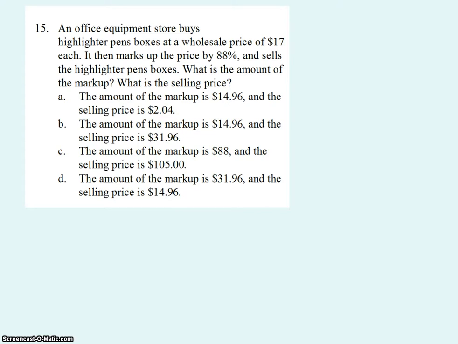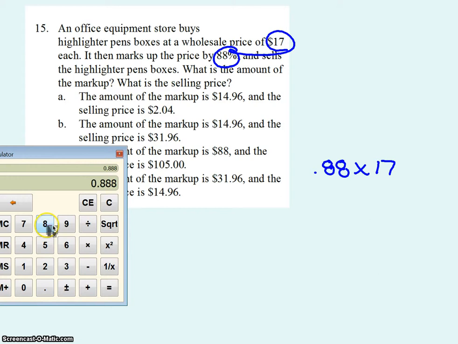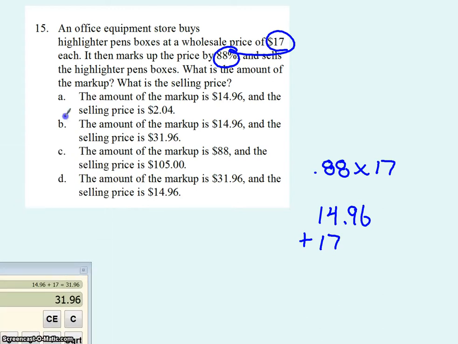Okay. An office equipment store buys highlighter pens at a wholesale price of $17. It then marks them up by 88%. What's the amount of the markup? What's the selling price? Well, they're marking it up by 88% of $17. So let's figure out 88% of $17. That'll get us the markup. So apparently they're marking it up by $14.96. Add that on to what they started with, 17, and you get $31.96. So the answer is B.